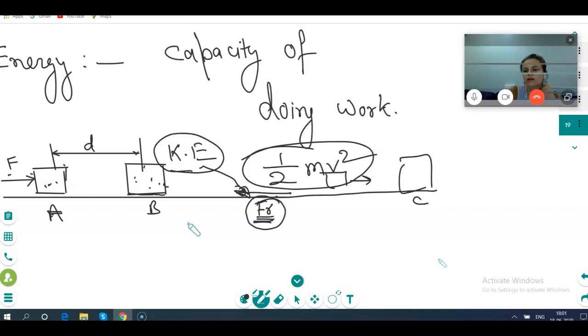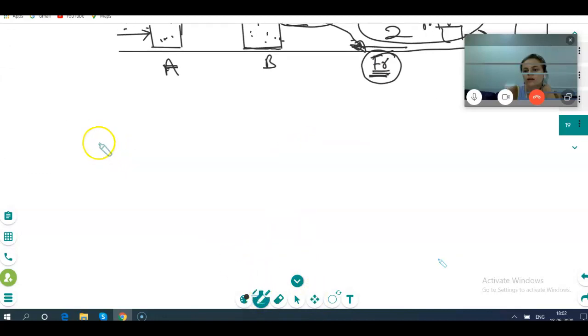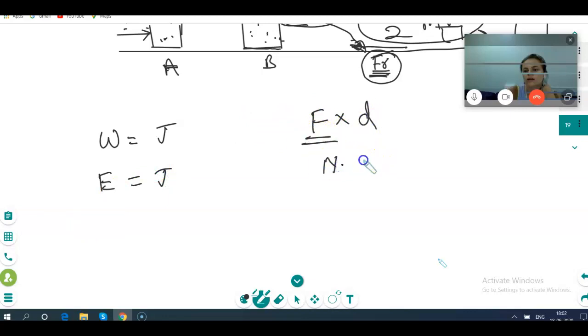So one thing, please keep in your mind: work and energy both have the same unit. Same unit means work and energy are in joules. What does joule mean? I told you force into displacement. What is the force unit? Newton. Newton meter is equal to joules. Is it clear? Yes.